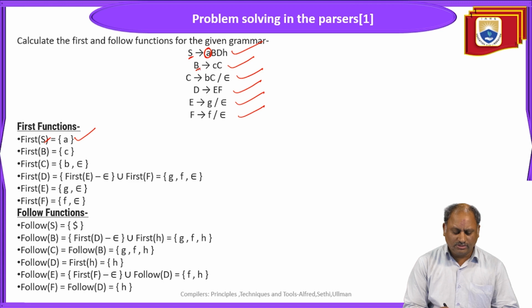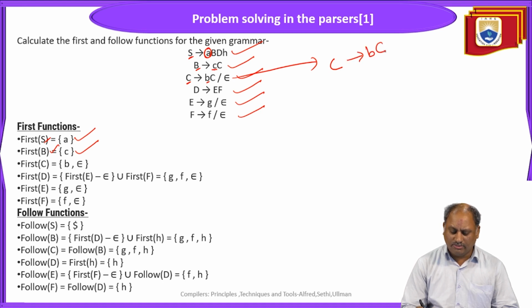And first of B also similarly we can calculate, with what is the first that is available on the right hand side, C. So we have to include C. Whereas first of capital C, here also B. But here the production contains two productions. Why? Because it contains a slash.